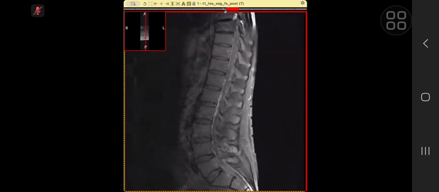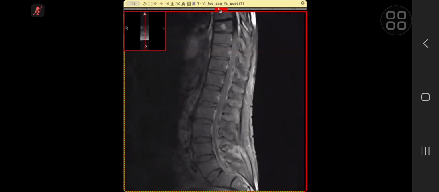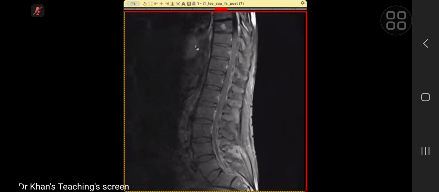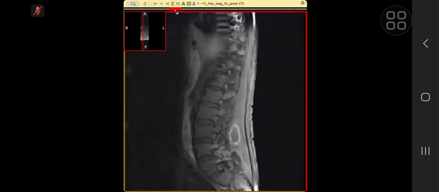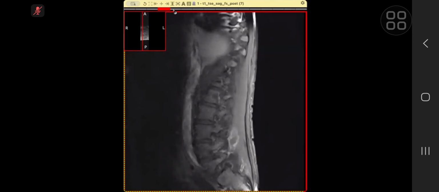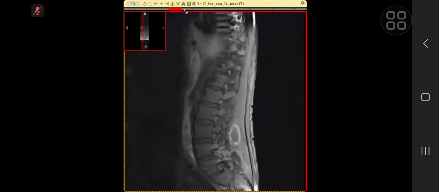The peripheral enhancement is also noted within the CSF canal in the lower sacral region, which could suggest an epidural abscess. And the enhancements are also noted within the sacral vertebral bodies, which also suggest osteomyelitic changes.